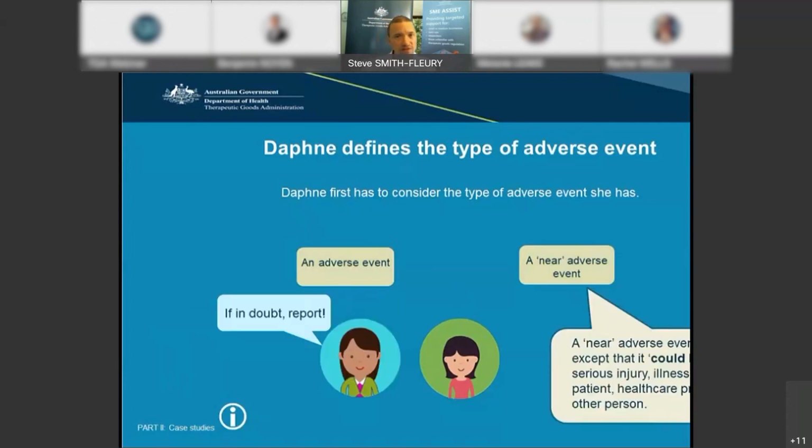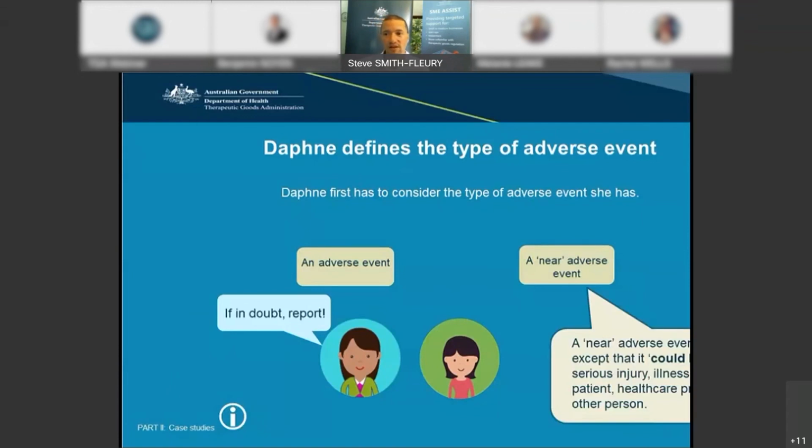A near adverse event is similar, except that it could have resulted in serious injury. Daphne's a little confused at this point. The complaint doesn't seem very serious, and she wonders how someone could strain their wrist using a TENS machine. Daphne talks to her colleague Susie, who advises her if she's unsure, she should report it.